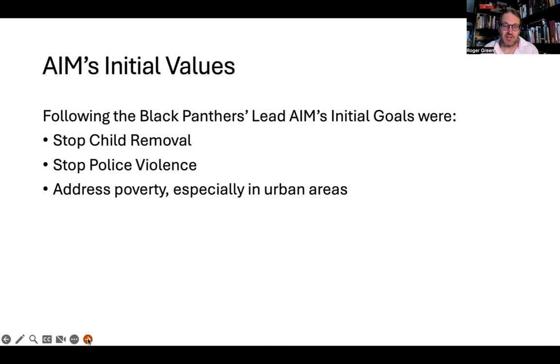Stop police violence against Native people, address poverty, especially in these new urban areas where all these Native people in the 50s under the Termination Act were promised they were going to have these great jobs and great lives, and then they get to the cities and they're living in ghettos.